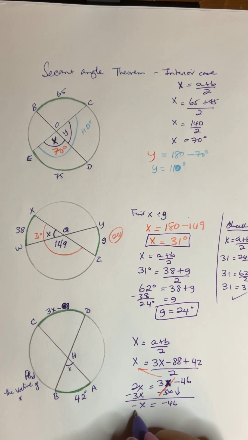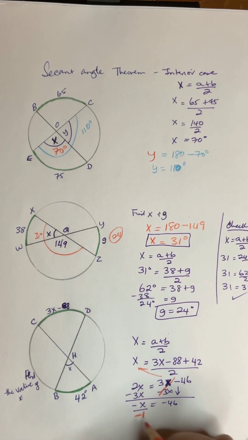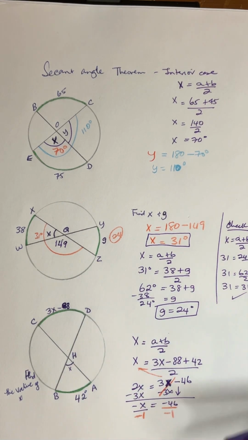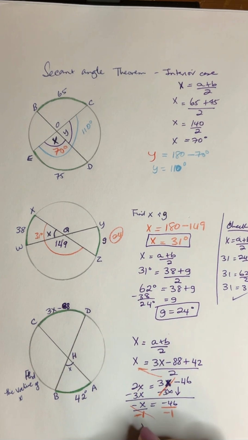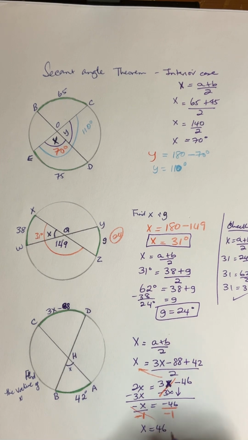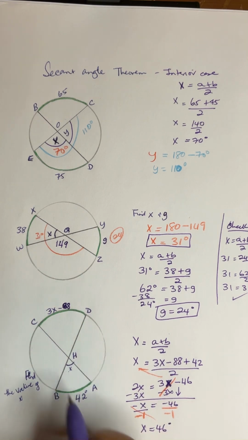Now to solve for x, you must divide it by 1, sorry, negative 1. And whatever you do on one side, you do on the other side. This is going to cancel out, and you're going to get x is equal to 46. All right, x is equal to 46 right there. All right, so right here, this is 46.